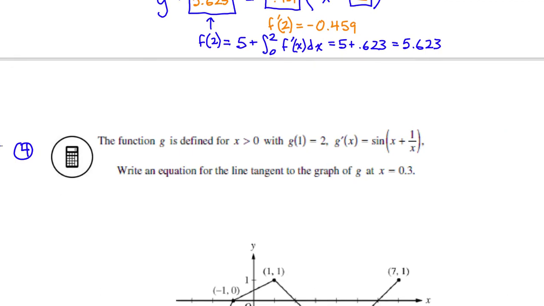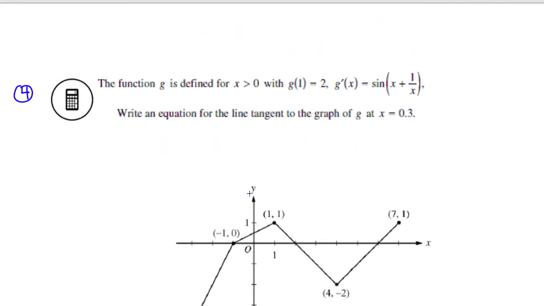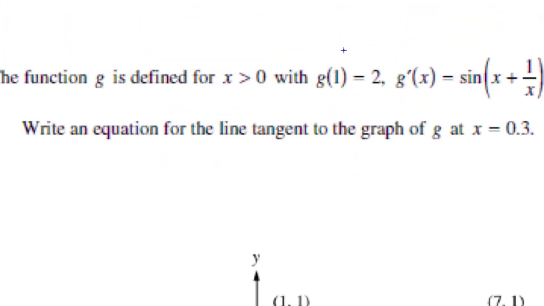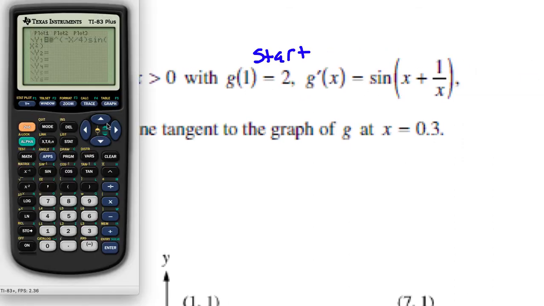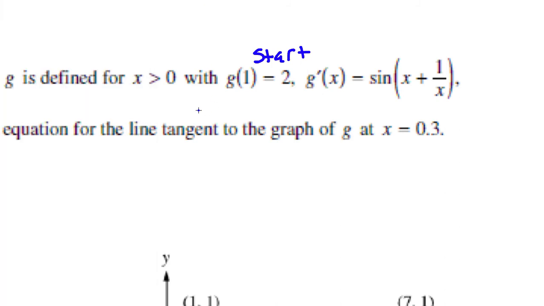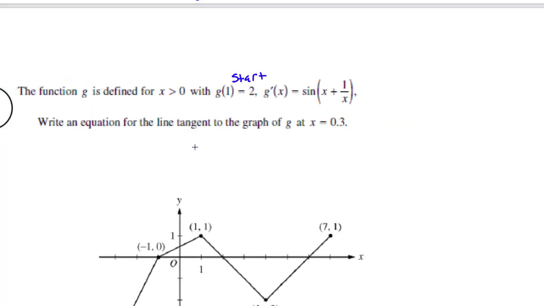All right, we have a function. We have our initial condition, whatever you want to call it. I'm going to call it the start. And we have a function that we're going to have to plug into our calculator. Let's go ahead and do that now. It's going to be sine of x plus 1 over x. All right, so we have it plugged into the calculator, and we need to write, again, a tangent line equation.